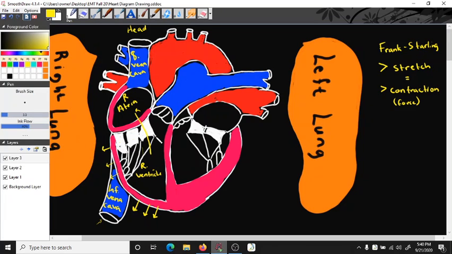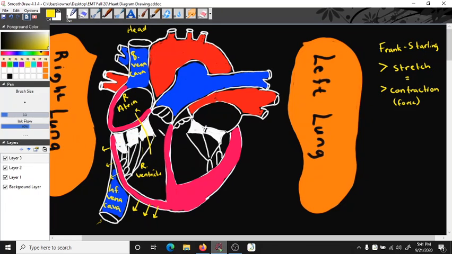And the way they do that is they're connected by these cords called the chordae tendineae. And those are connected to papillary muscles. And those muscles get contracted because they're attached to the ventricular wall. And when they contract, when the ventricle starts to contract, these force these valves shut so that we don't get that backflow.